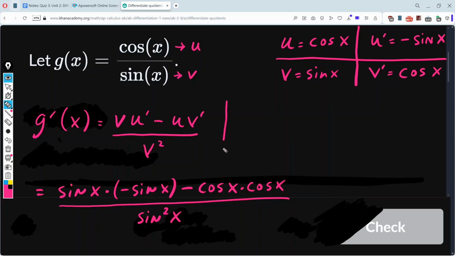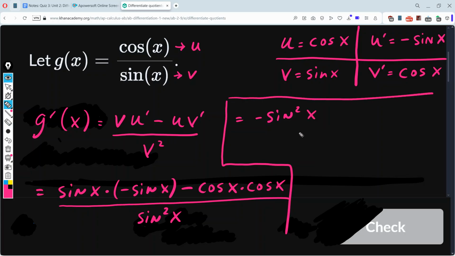Okay, let's see if we can clean this up. Sine times negative sine is going to be negative sine squared. And cosine times cosine is cosine squared, but it's minus. And that whole thing is divided by sine squared of x.